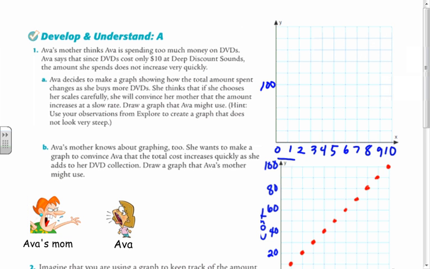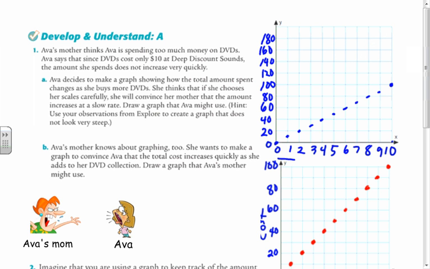And in order to do that, all we need to do is double the scale here. So instead of going up by 10s, I'm now going to go up by 20s. And when I do that, at 10 DVDs, we'll have a dot right there. And at 1 DVD, that's $10. 2 is 20, and so on. And what happens is we end up with a lot flatter line. And the effect of that is it looks like she's not spending quite as fast.